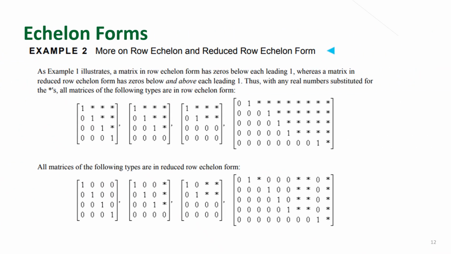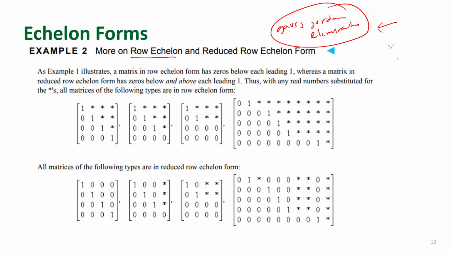This is important because later on, when we learn about a method called Gauss-Jordan elimination, we need to understand whether our operations are finished, and that is based on whether we have already arrived at the row echelon form of the matrix, or sorry, the reduced row echelon form of it or not.